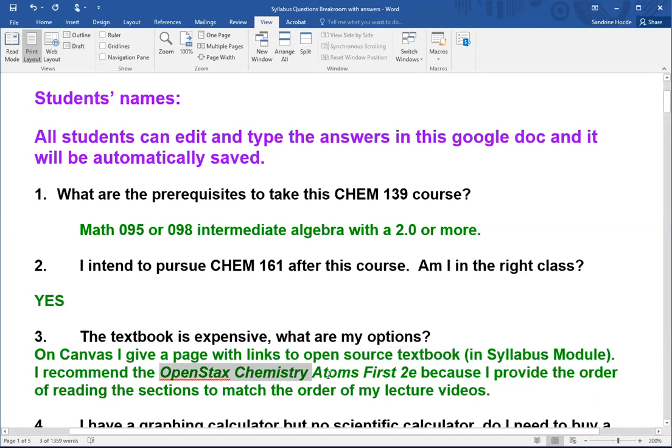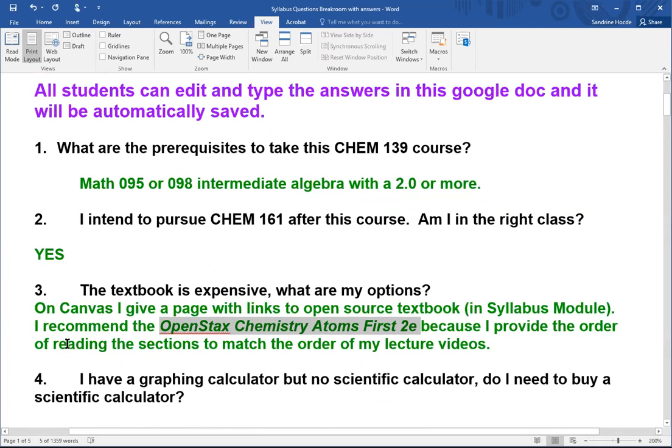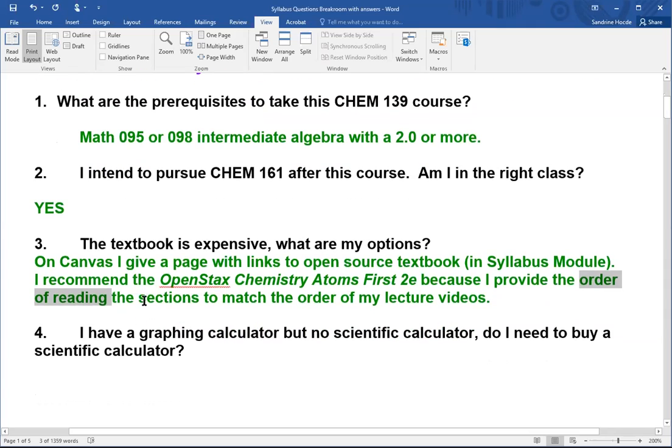The OpenStax Chemistry Atoms First, second edition is a bit more thorough and deep into the explanations than the required textbook, Introductory Chemistry, A Foundation by Zumdahl and DeCoste. That book is a bit simpler than the OpenStax. So it's up to you. But I provide the order of reading, and this is important that you use it because it tells you in which order to read to match how I organized my lecture videos. It also tells you what you can omit, and there are things that will not be in the order. So it's important to follow this.